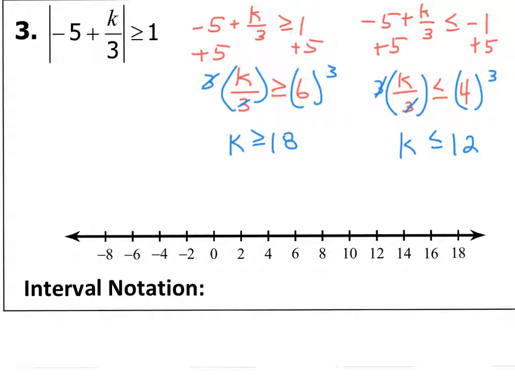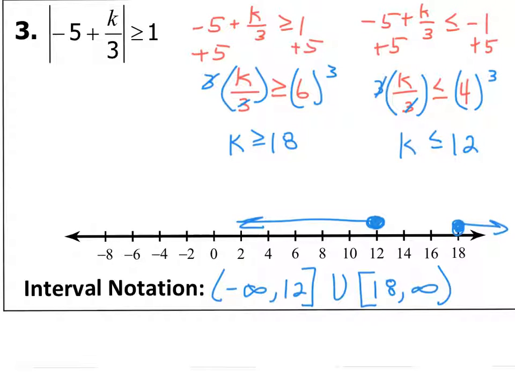So here's the solutions to the two different cases. Notice I added 5 in both cases, and then I also had to multiply by 3 to undo the division by 3. And so we have k is greater than or equal to 18, and k is less than or equal to 12. So we'll graph that and write the interval notation. And there's the graph and the interval notation, and we'll work the problem number 4 the same way.